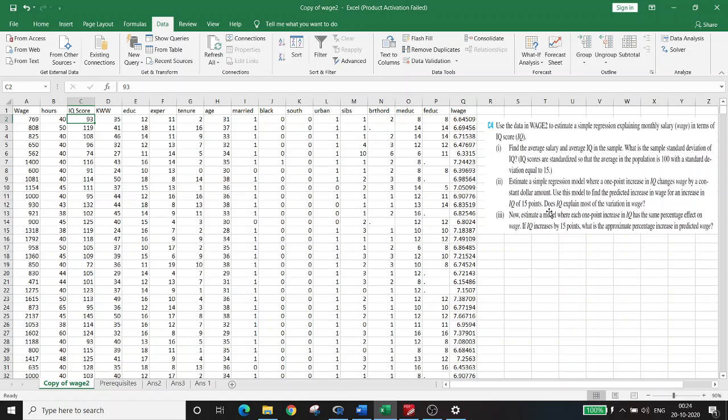The second part of the question asks, does IQ explain most of the variation in wage?